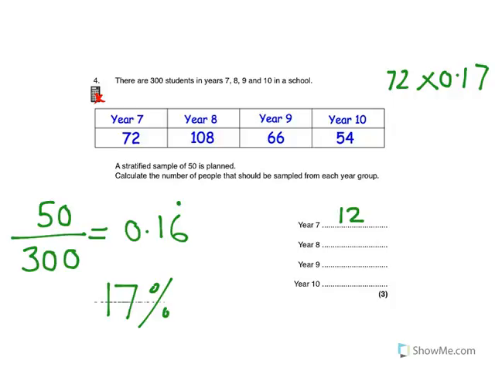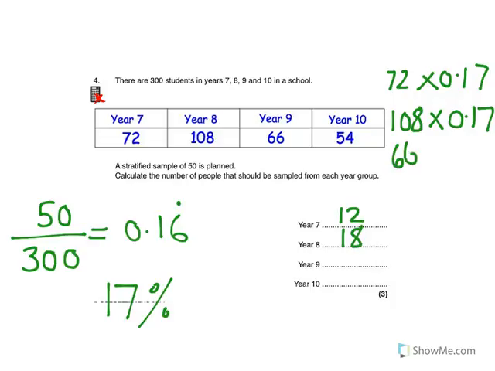I then need to find 17% of the year 8 students, so we've got 108 year 8 students, and I want 17% of those, so I'm going to times that by 0.17, and that'll find me 17% of the year 8 pupils. So that comes out at 18.36. So remember we're talking about people, can't have 0.36 of a person, so that'll be 18 people from year 8.